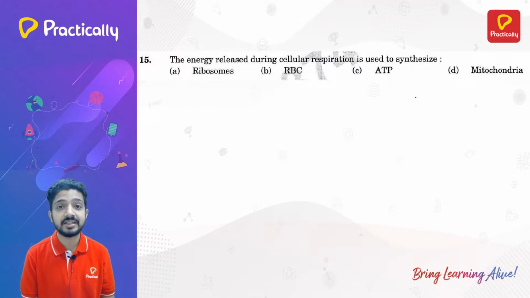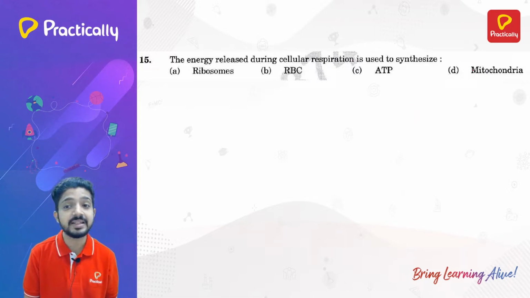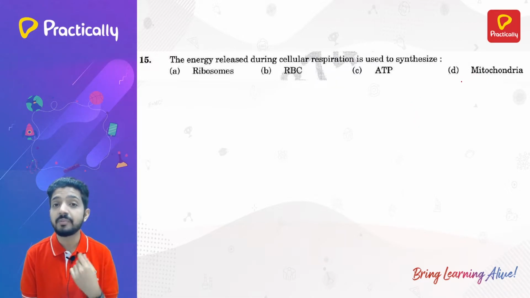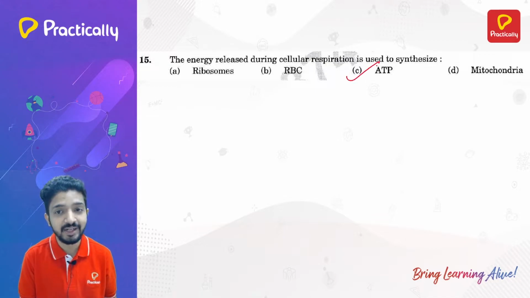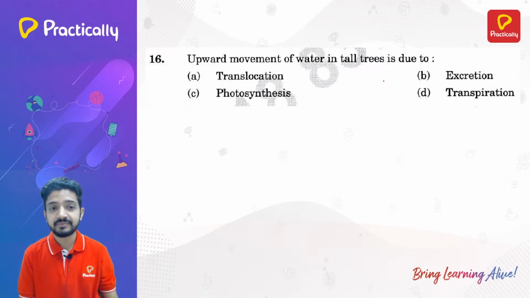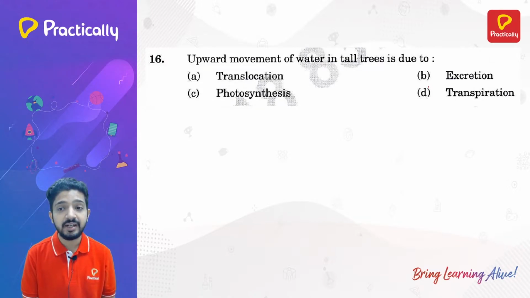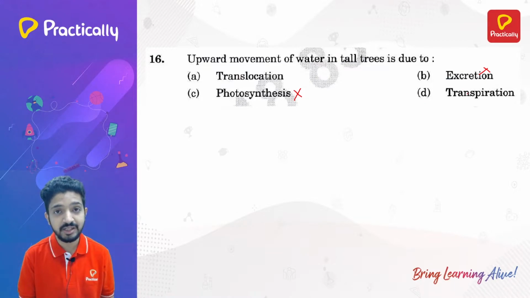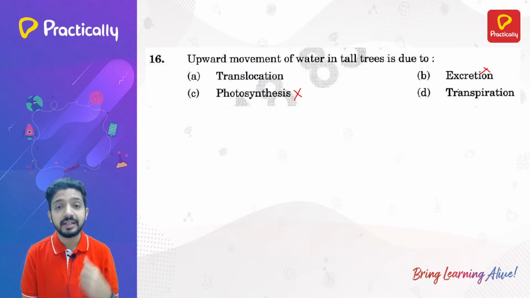The energy released during cellular respiration is used to synthesize. Very easy question. It happens in mitochondria, so this is not the answer. The molecule which is synthesized is ATP, adenosine triphosphate. Hence, the correct answer for the 15th question is C. Next question. Upward movement of water in tall trees is due to, well, for this question, excretion and photosynthesis can't be the correct answer. Among translocation and transpiration, it has to be transpiration, since the transpirational pull pulls the water up in tall trees. Hence, the answer for this question is D.